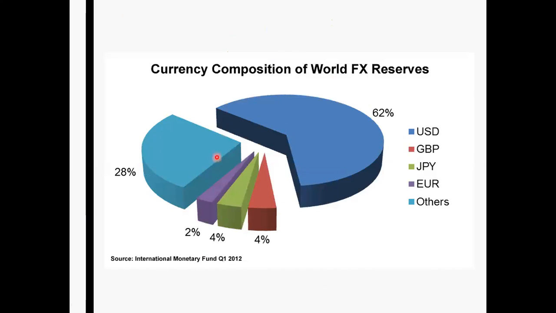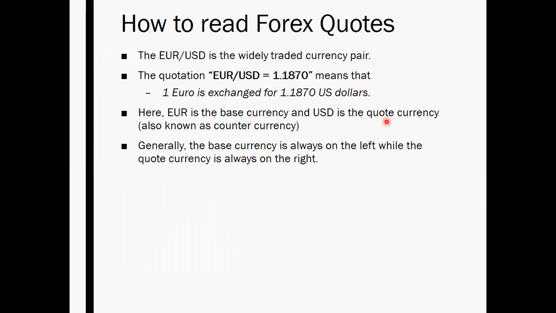This is simply the composition of the world forex reserves. The USD takes 62% of the entire world forex reserves. The pound takes 4%. The Japanese yen takes 4%. The euro takes 2%. Other currencies take 28%. So the US dollar is more like the world standard, which is why it takes the highest proportion. The Euro USD is a widely traded currency pair.